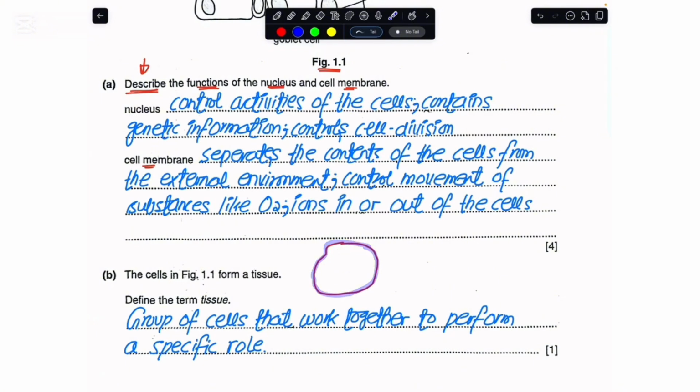So for the cell membrane, if you are required to write the functions, you could say that it separates the content of the cells from the external environment, or you could also say that it can control the movement of substances, and you are required to give your examiner an example of the material whose movement is controlled. If you forget about oxygen, you could name some ion like the calcium ion or some chloride ion or stuff like that. These would be able to move in and out of the cell with the help of the cell membrane.